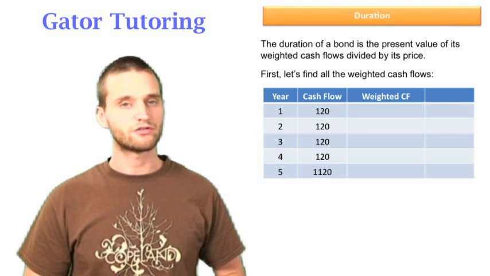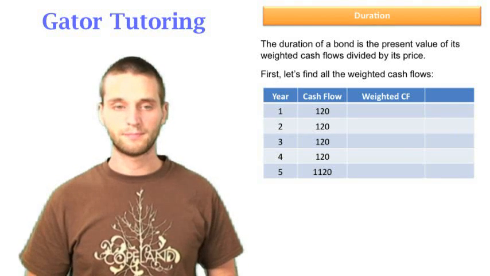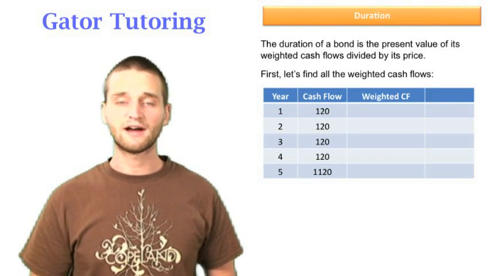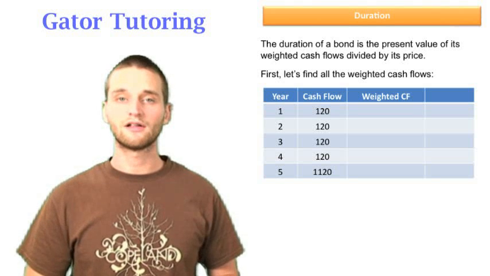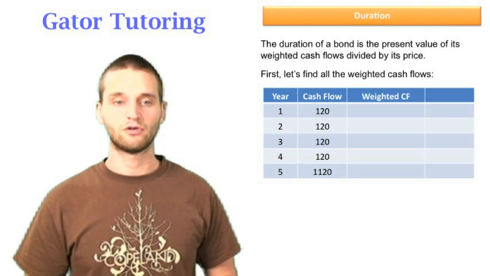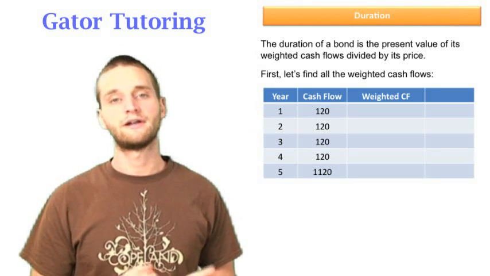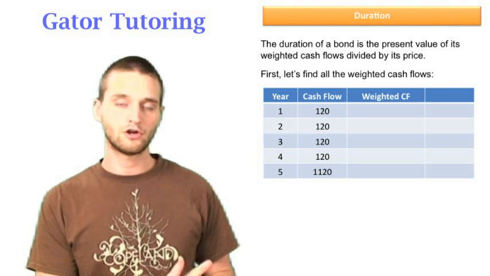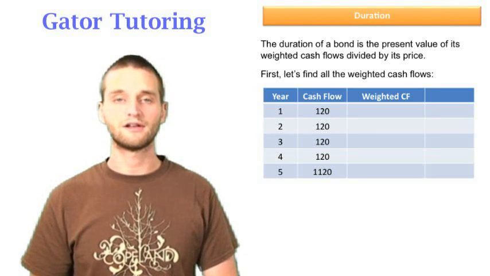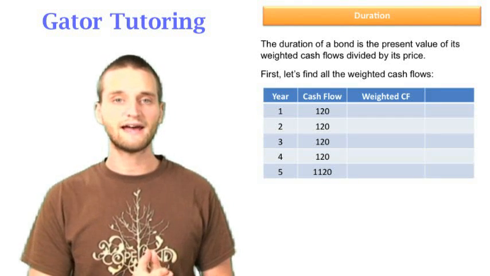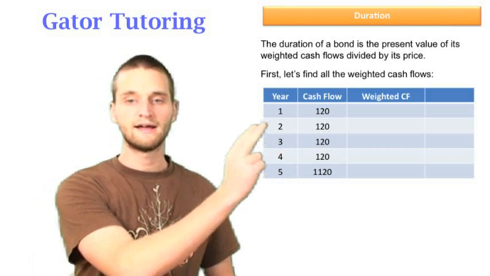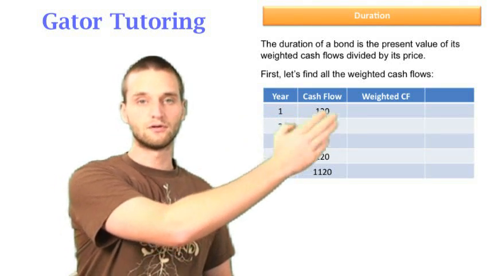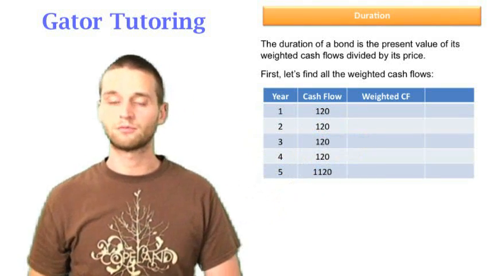And this is given in the question. It breaks down the cash flows of this bond. Basically, it's a 5-year bond with $120 annual coupon payments. So we get $120 in each year, and in the 5th year we get the 120 coupon plus the $1,000 par value. So again, for the weighted cash flow, we're just going to multiply the year times the cash flow, and then we're going to add it to this column right here. So that's what we're going to do.